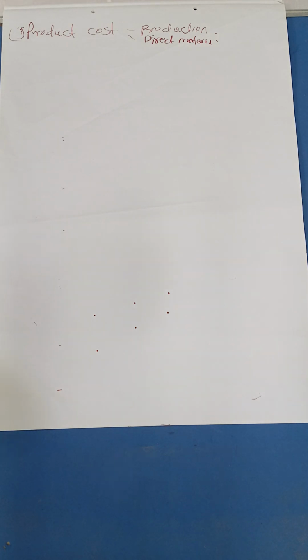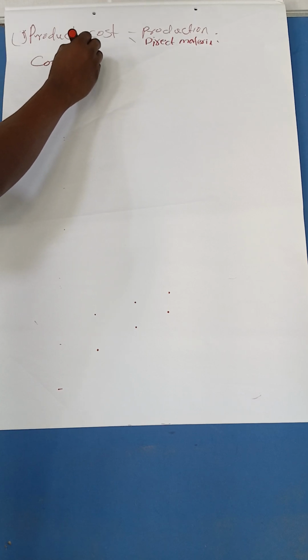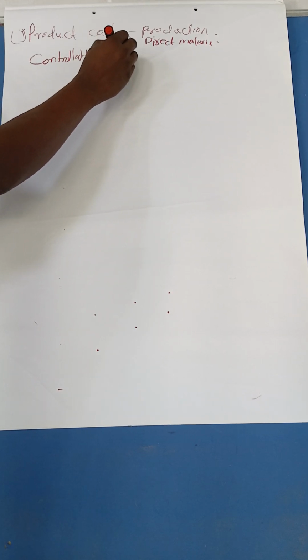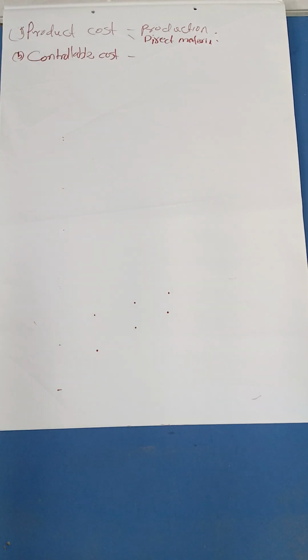Then we have classification according to controllability. So controllable cost, which I also want you to know. So that one is classification according to controllability. Controllable costs are costs that may be directly regulated by a given level of managerial influence.